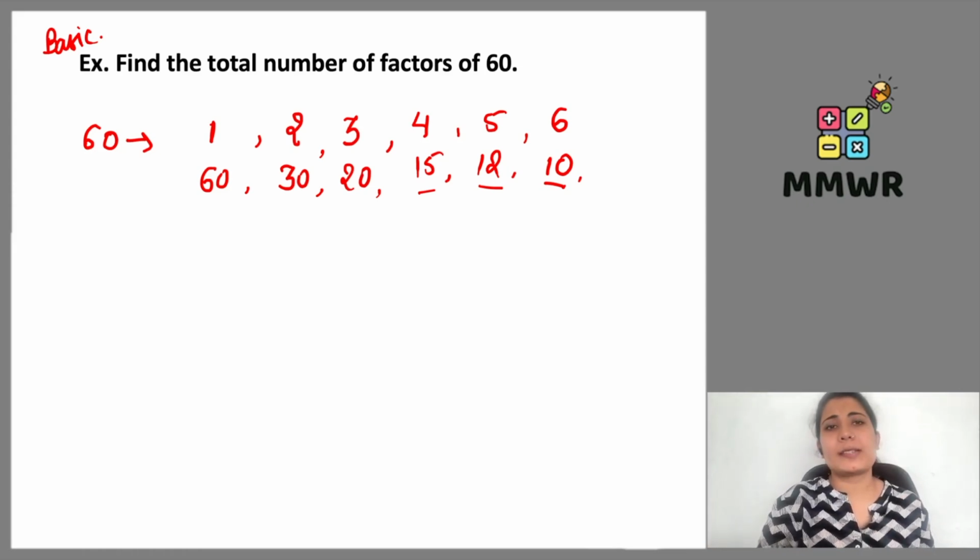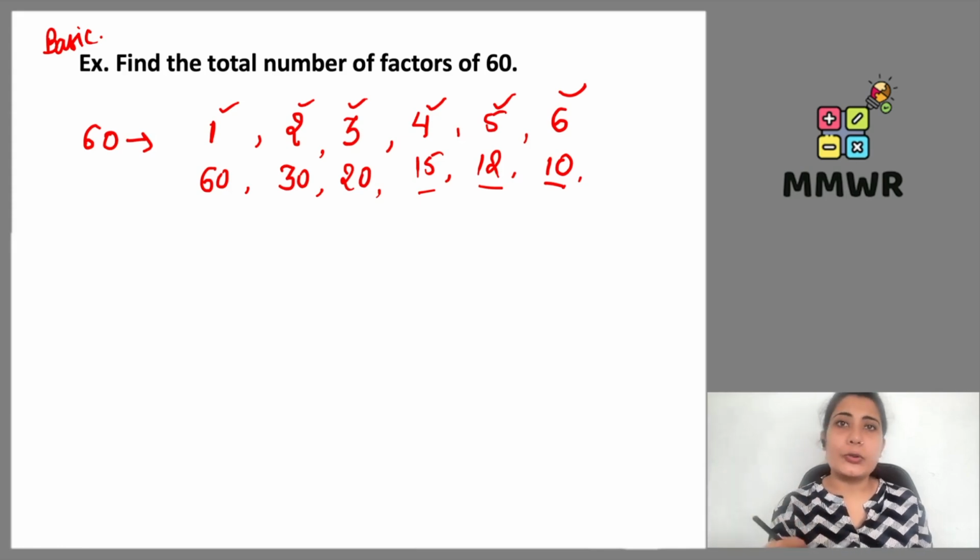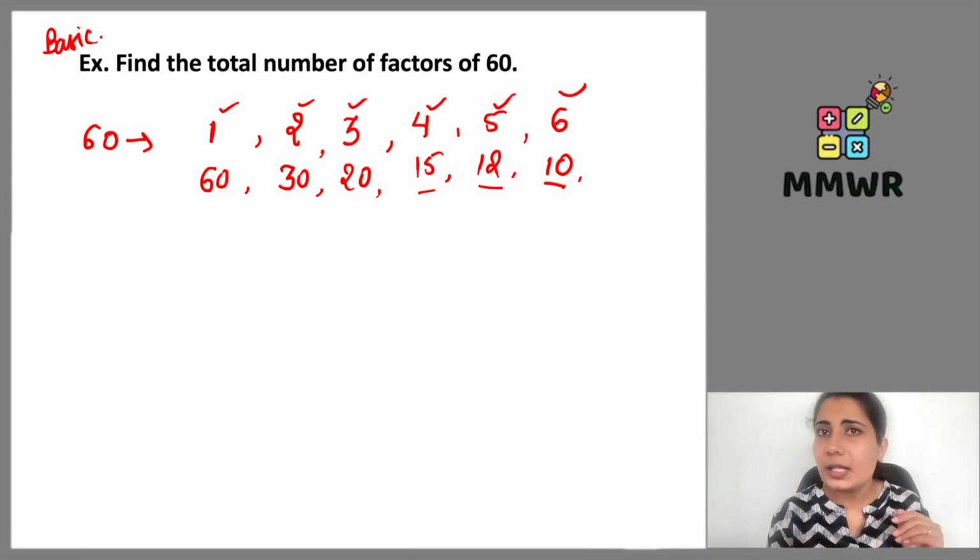So total how many factors are there? 1, 2, 3, 4, 5, 6 and 6 quotients. Those quotients are also its factors. So when you divide by 6, the quotient 10 comes; dividing by 10, the quotient 6 comes; dividing by 12, the quotient 5 comes; dividing by 15, the quotient 4 comes. By 20 we will get 3 as the quotient, by 30 we will get 2 as the quotient, by 60 we will get 1 as the quotient, right?